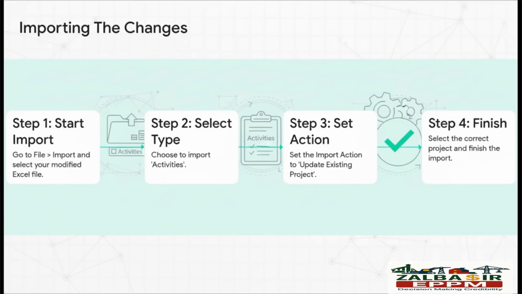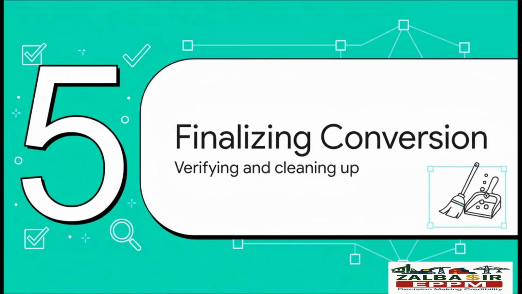Okay, so you've swapped the headers. Now save that Excel file and jump back into P6. This time, you're going to choose Import. Pick your modified spreadsheet, tell it you're importing activities, and, this part is crucial, make sure you choose to Update Existing Project. When you hit Go, P6 reads those new headers, sees the old data, and just maps it right over to the new EPS code for every single activity. It's beautiful.